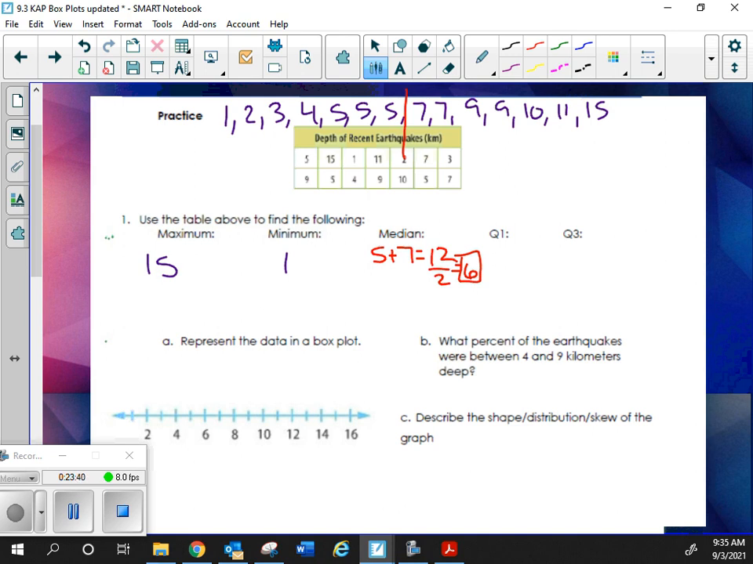Now remember, this 5 gets included in the first half. Yes, it does, because it has not claimed to be the median. It still gets to be a part of this group. Same with the 7. Does it get to be included in the second half? Yes, absolutely. So the median is 6.